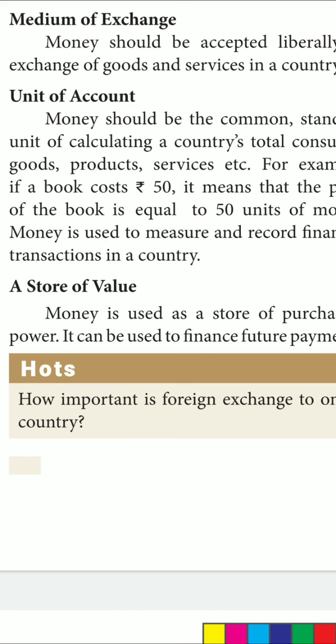Next, money acts as the store of value. Money is used as a store of purchasing power. It can be used to finance future payments also. For what purpose also is it used? For the future also, we want to save a little money. For what purpose do we want to save money? For our future payments, for our future life. Okay. So, money is used as a store of purchasing power. It can be used to finance future payments also.